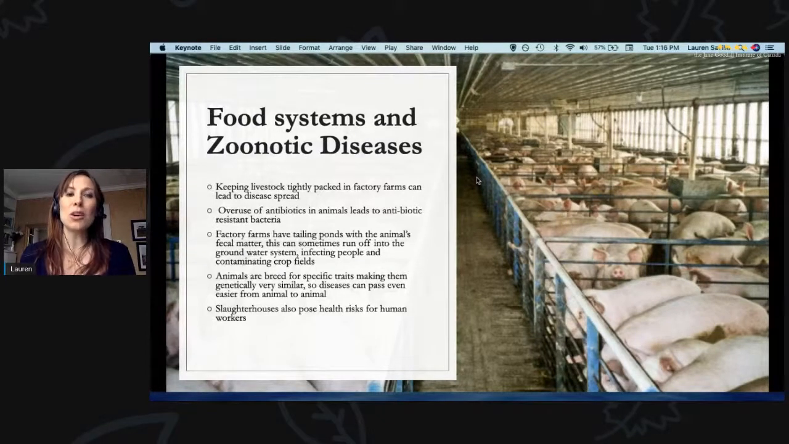And then also animals are bred for very specific traits. So chicken breasts are very popular now. So chickens are bred to have very large breasts, so farmers can get the most bang for their buck with their chickens. But breeding animals so they're all very similar leads to very low genetic variety. So when you have low genetic variety, a virus or a bacteria or some sort of other germ can get into that population and spread like wildfire.